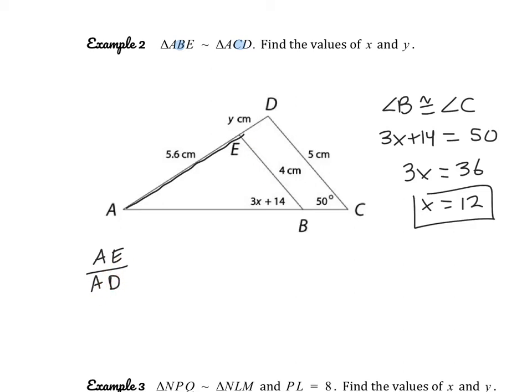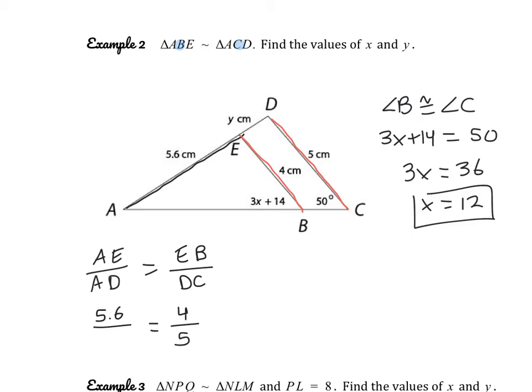The other information that we know is EB, and we know that EB must go with DC. So those are the corresponding sides, so they must be proportional as well. So some of them we already know just by looking at the figure. So for example, we know AE is 5.6. We know that EB is 4 centimeters and DC is 5.